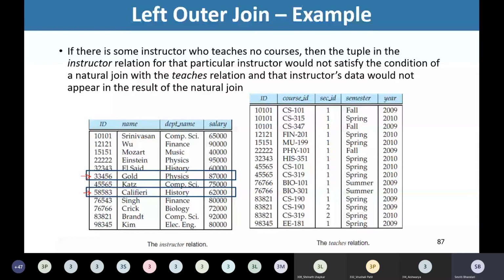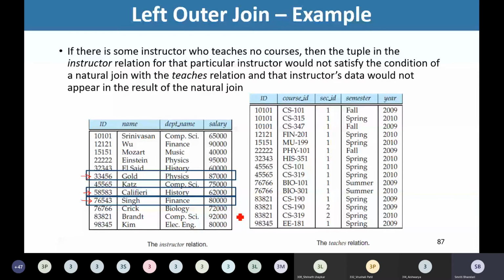What about this? Same. So this ID 76543 is also not available in this teacher's relation. Meaning this instructor with ID 76543 is also not teaching any course.